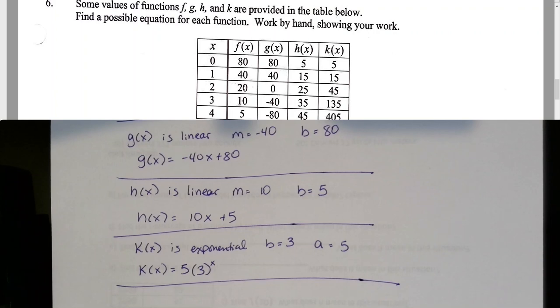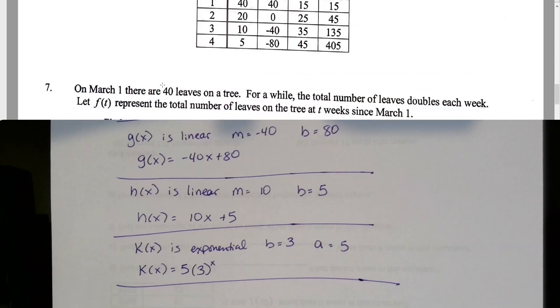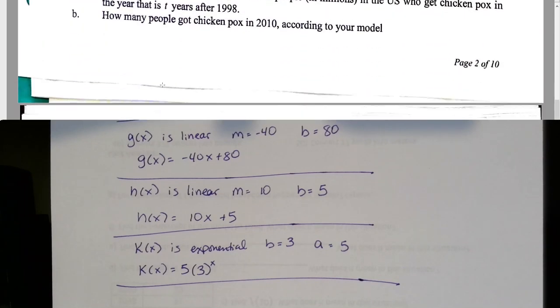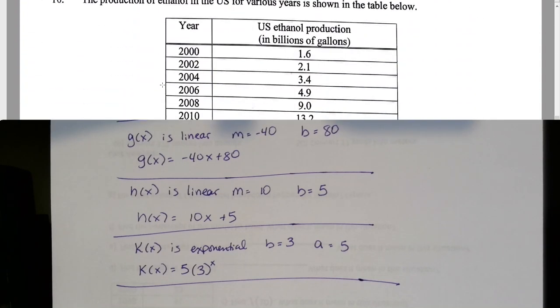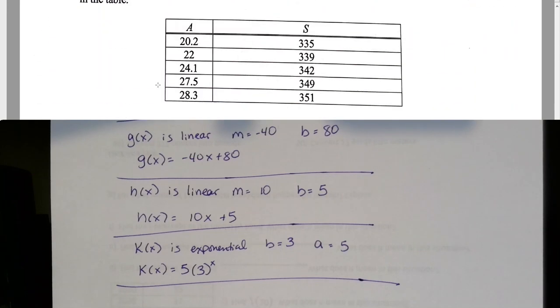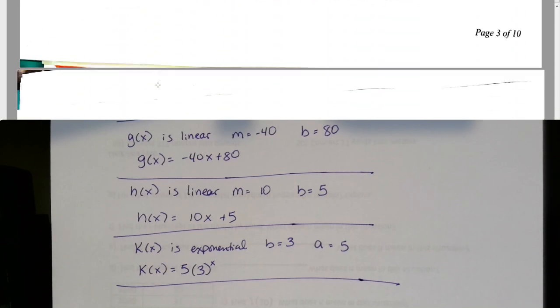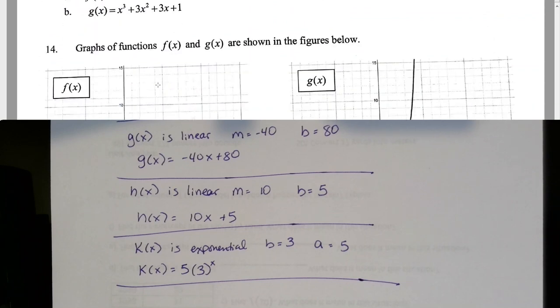I got to scroll down a little bit through my review to find it. I believe it was number 16. There we go. Number 16 says find the equation of exponential curve that passes through the given points. Now, there are two examples here, A and B.